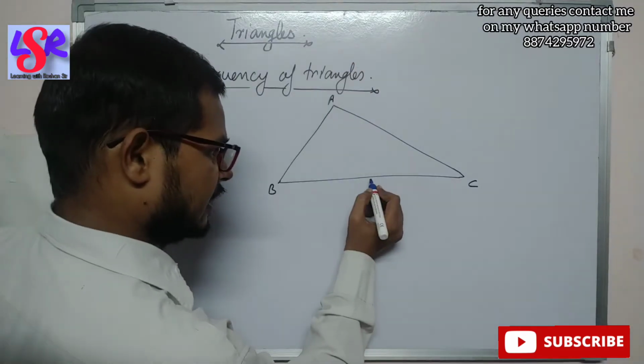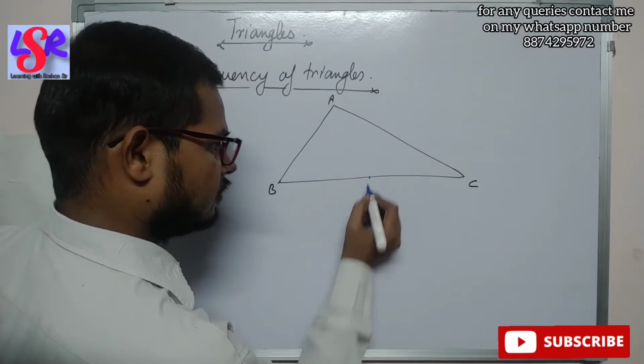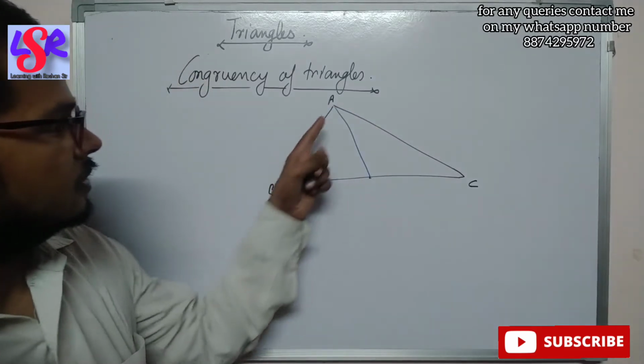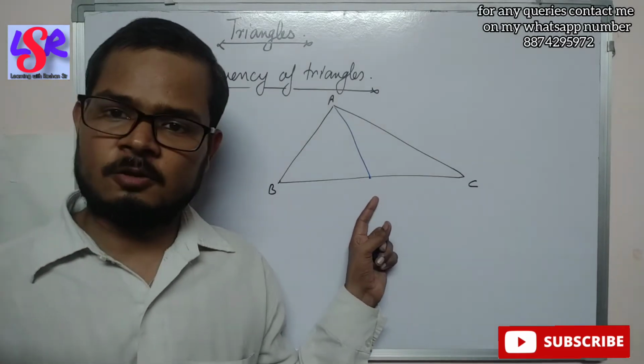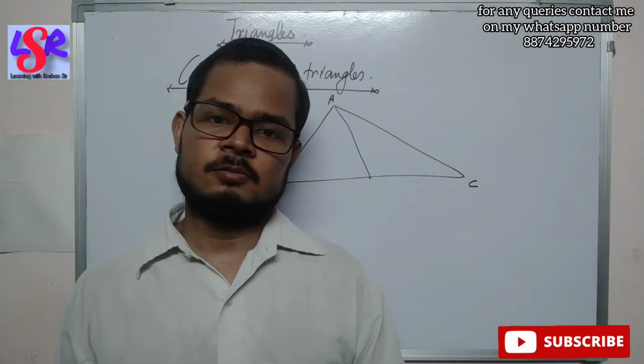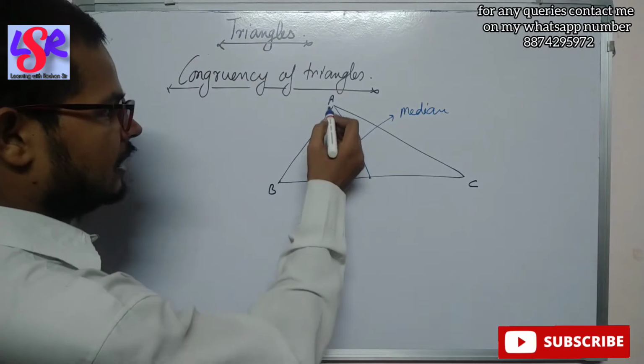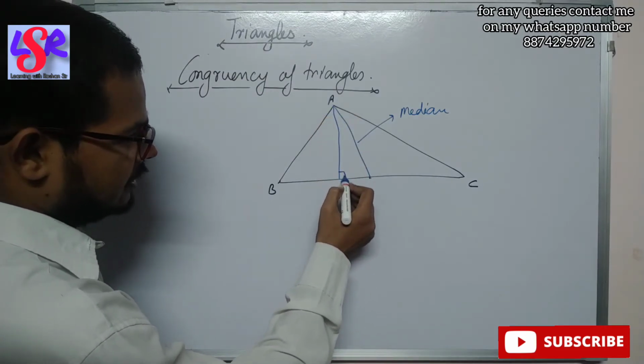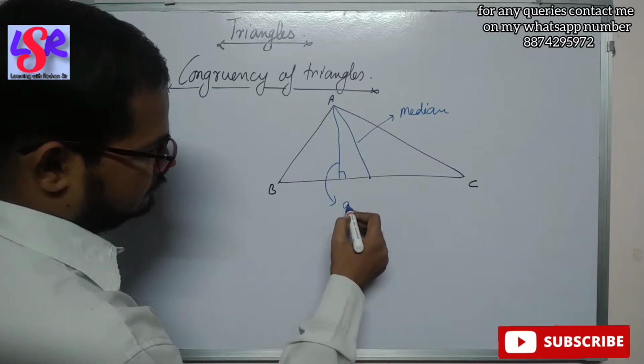And here the median is a line which joins the center of opposite side with this vertex. So the line joining the vertex to the center of the opposite side is known as median of the triangle. And the line which is perpendicular from here to the opposite side is known as altitude of the triangle.